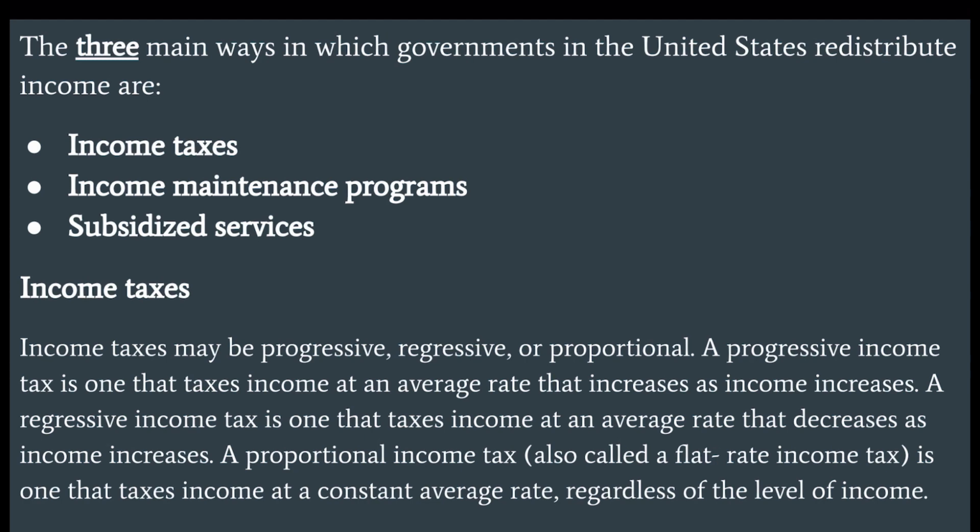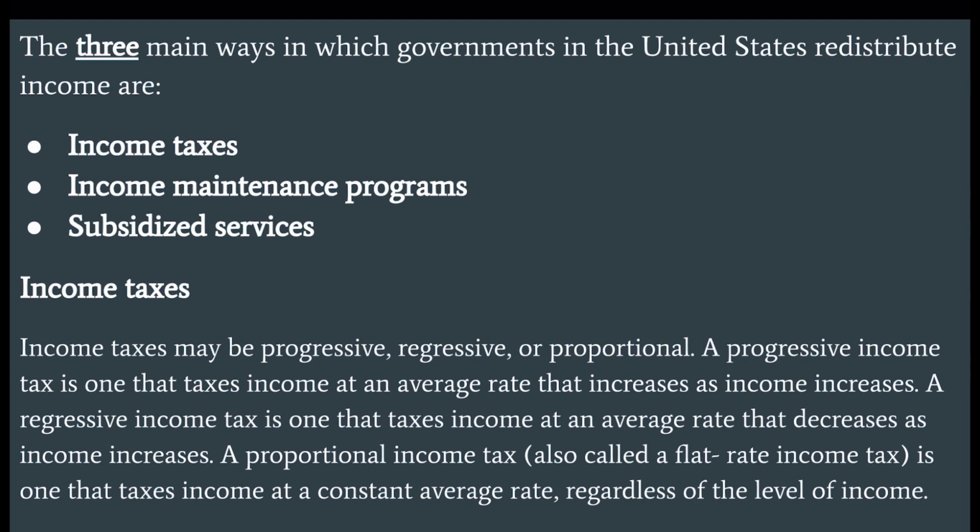A progressive income tax is one that taxes income at an average rate that increases as income increases. A regressive income tax taxes income at an average rate that decreases as income increases. A proportional income tax, or flat rate income tax, is one that taxes income at a constant average rate regardless of the level of income.